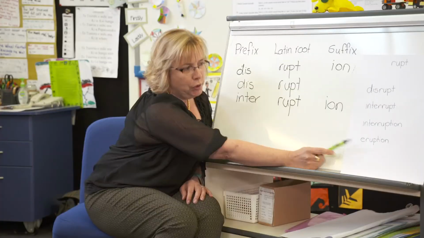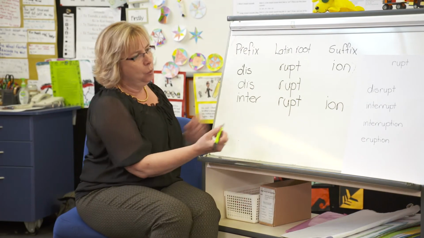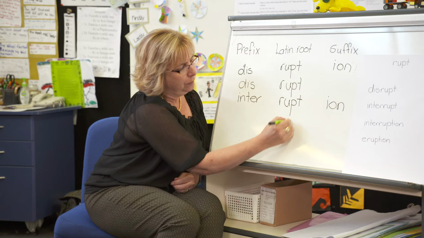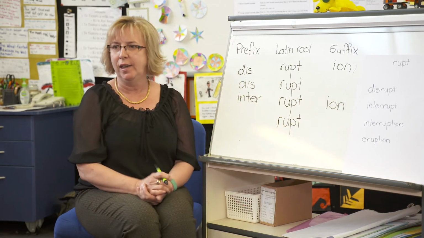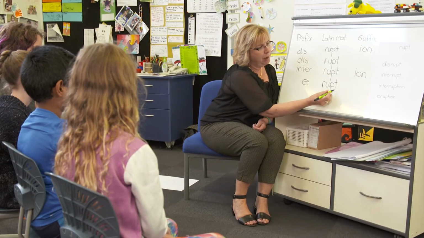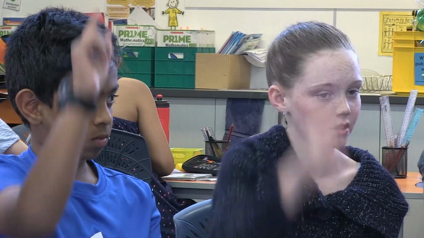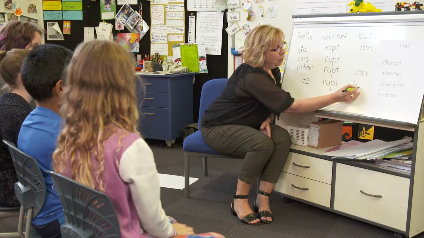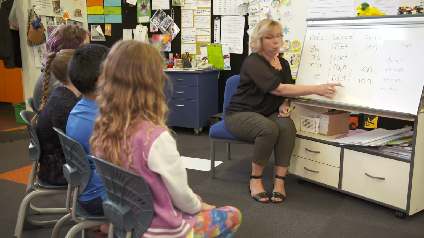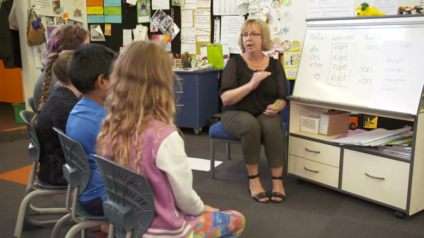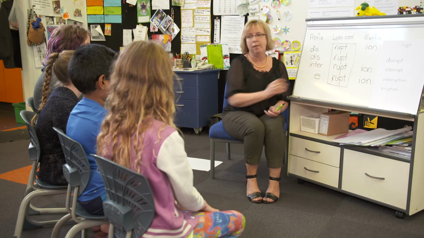Now our last word, we've got our root word rupt. What's our prefix here, Shazad? E. E. So we've got erupt and we're putting the suffix on. What's our suffix in this case, Bailey? Shun. Shun. So what's our word, Emma? Eruption. Eruption. So you can see by having this one root word and the different prefixes and suffixes, it's helping us to spell each of these separate words.